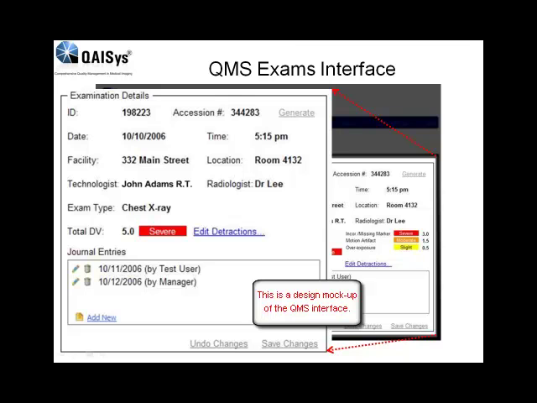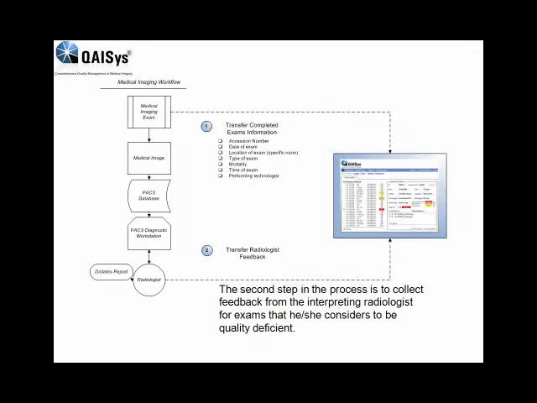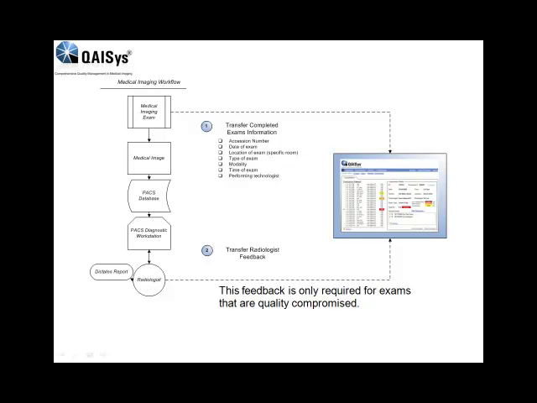The second step in the process is to collect feedback from the interpreting radiologist for exams that he or she considers to be quality deficient. It is important to note that this feedback is only required for exams that are quality compromised. This usually ranges between 1 and 5% of exams.